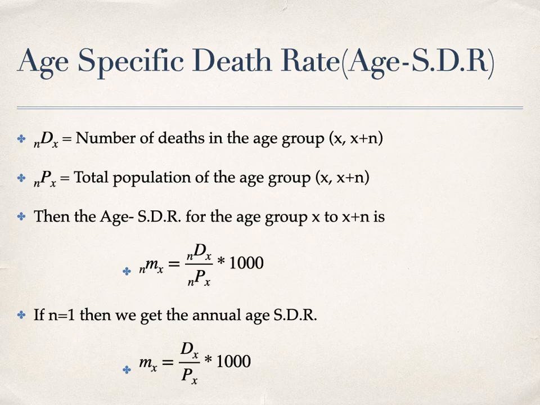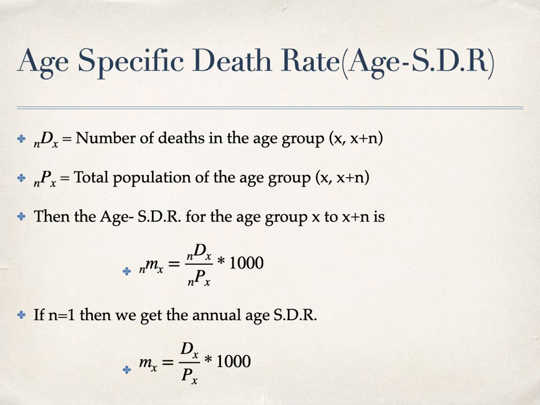And we take nPx to be the total population of the age group x to x+n. So x to x+n just means that particular age group. That interval shows the age group, such as 20 to 25, 18 to 25, etc. Then the age specific death rate of the age group x to x+n is denoted by nMx, because we are dealing with the mortality rate. We denote the age specific death rate as a mortality rate. That is why on the left hand side we have M.